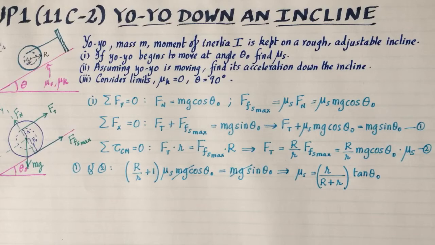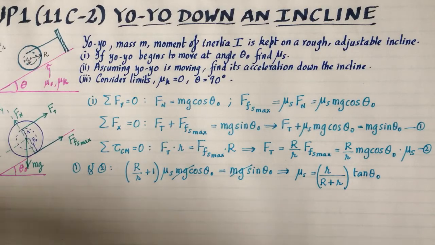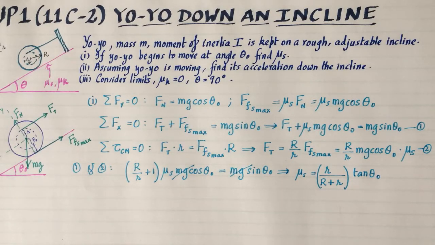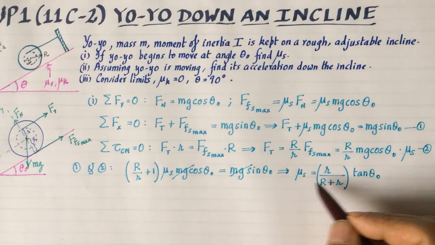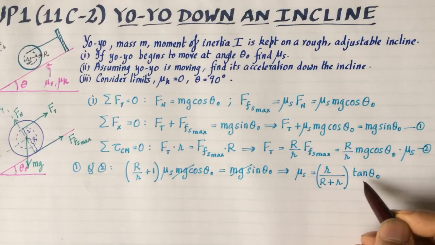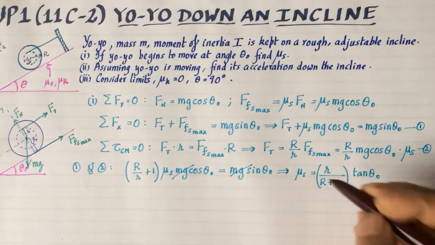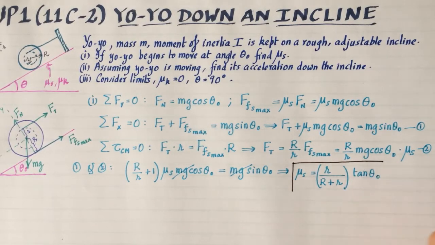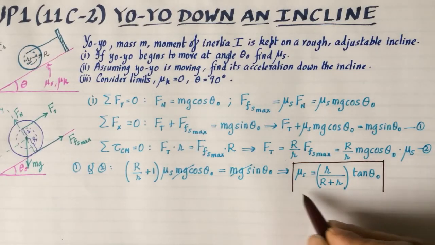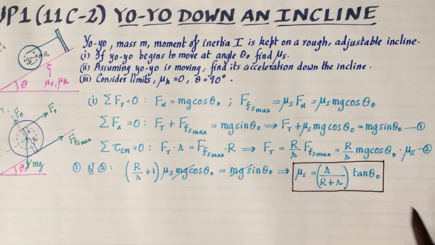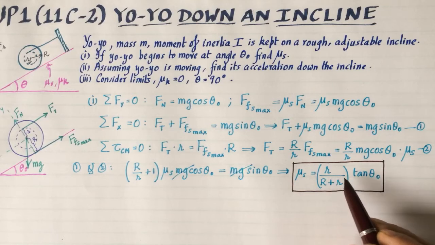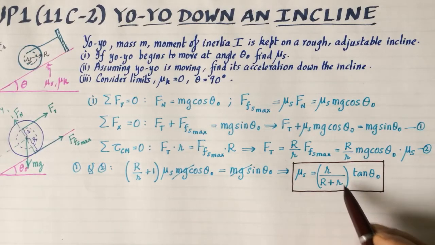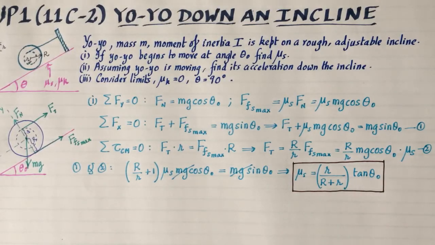Now this should be compared with what we had for sliding objects. When objects are about to slide, the angle of friction tan theta is equal to mu. In this case it's more complicated. You have these radius factors. Now this is always true for any rolling object. For example, if I had a cylinder instead of a yo-yo, the only difference is that little r would be equal to capital R and this factor would be half. So it's still different than a sliding object.